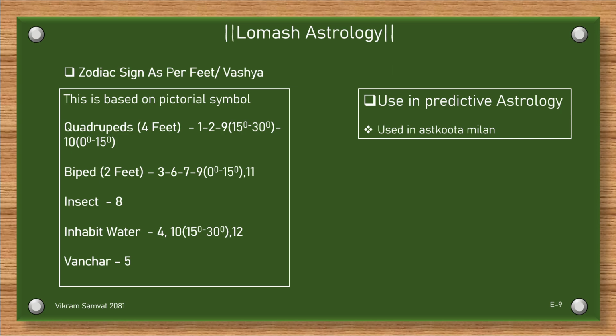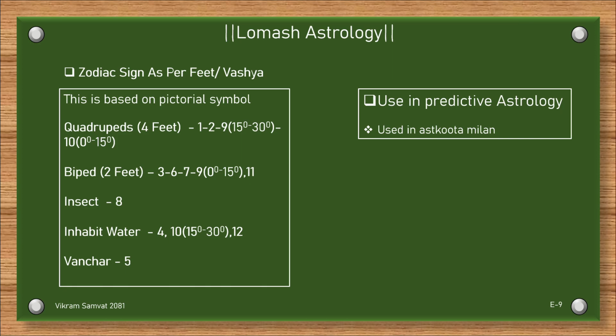Then biped, two feet, basically human. Number 3 is Gemini. Gemini is represented by either twins or a man and woman, but anyway, it is two feet only. Then number 6, Virgo, is represented by a girl holding a lamp in one hand and grains in the other hand, sitting on a boat. Again, it is human, two feet.